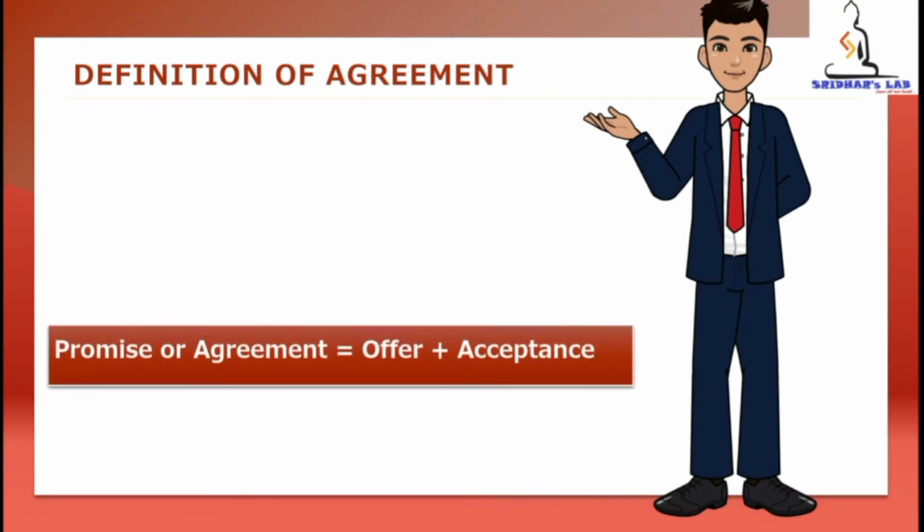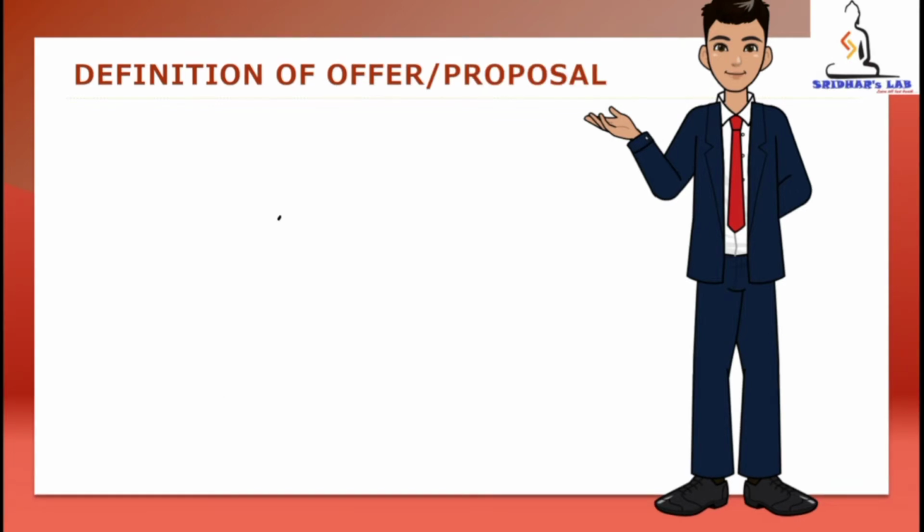An offer followed by an acceptance will form an agreement. An agreement is also called a promise. Before we discuss the definition of agreement, let us first understand the meaning of offer and acceptance. Definition of offer or proposal.